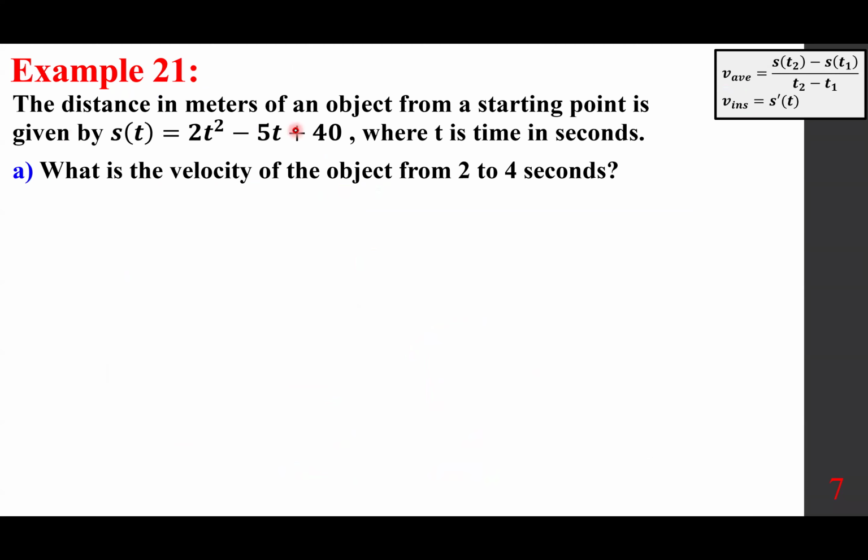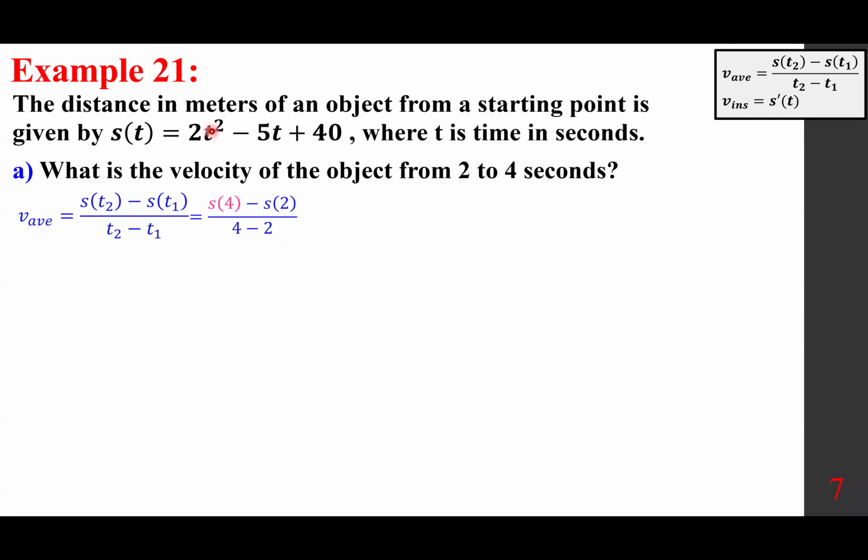The distance in meters of an object from a starting point is given, where t is time in seconds. What is the velocity from 2 to 4? This is an average velocity. S of t sub 2, that means S of 4 minus S of t sub 1, that means S of 2 over t sub 2 minus t sub 1. So we have 4 minus 2 in the denominator.